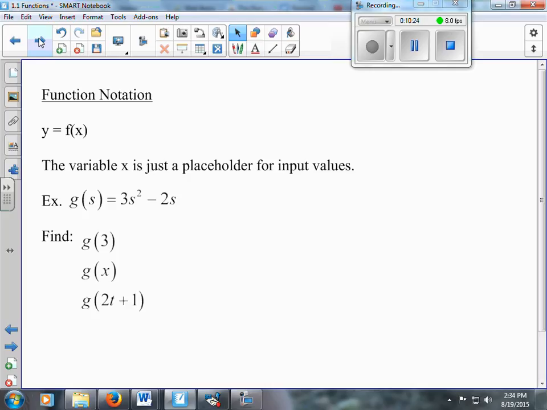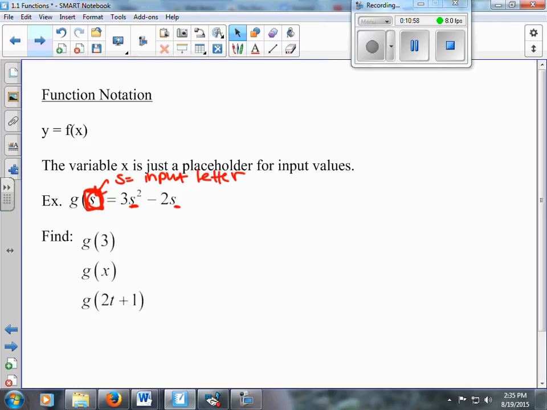Okay, now function notation. I already did a little bit of this. Y equals f of x is our typical thing. X is just a placeholder for inputs. So we don't always have to use the letter X. In this example, I used the letter S. And so remember, this is just a placeholder. This is like a legend, and it tells me S equals the input letter. And so anytime you see the input letter of S, that's where you evaluate. That's what you plug into.